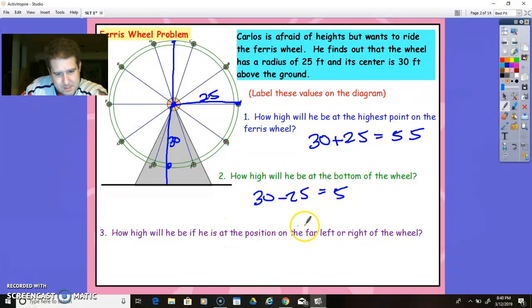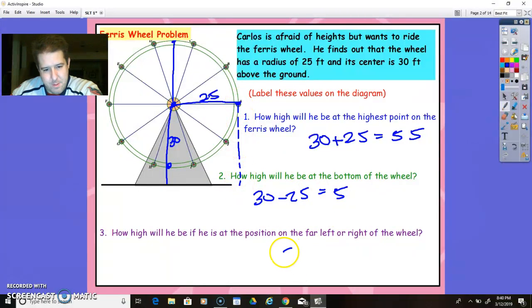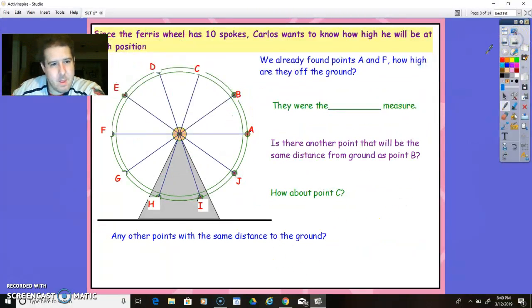How high will he be at the position on the far left or far right? Well, on the far right-hand side, it makes a rectangle because this spoke right here is parallel to the base. So therefore, opposite sides must be the same. So if this is 30 feet high, then this spoke is also 30 feet high.